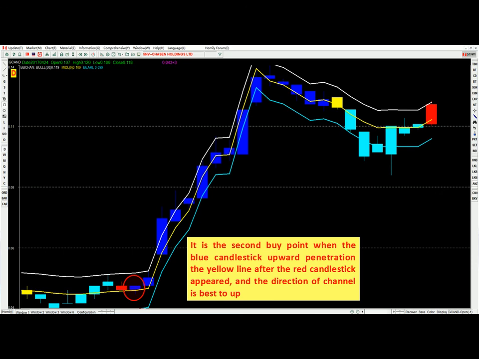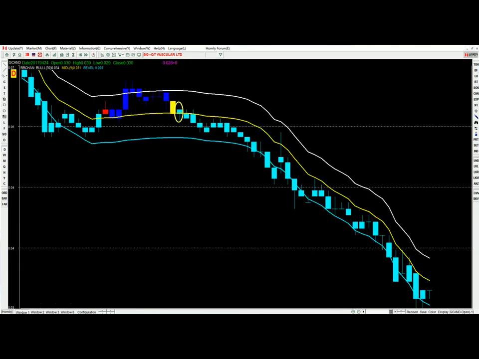So maybe red candlestick you never buy. When you see the dark blue candlestick upward penetration the yellow line, so around here you can buy again. So here you miss the first buy point. Here is the second buy point. Okay? So this is the situation.